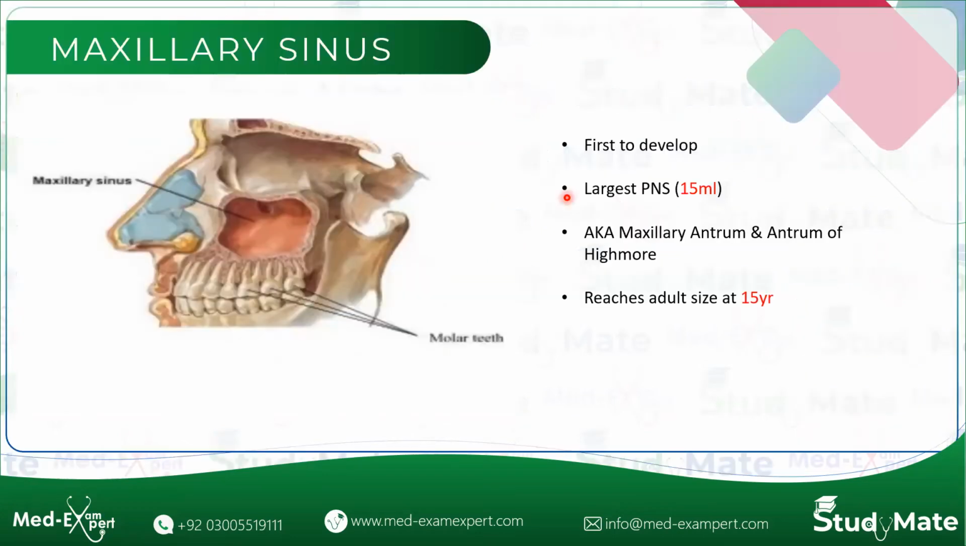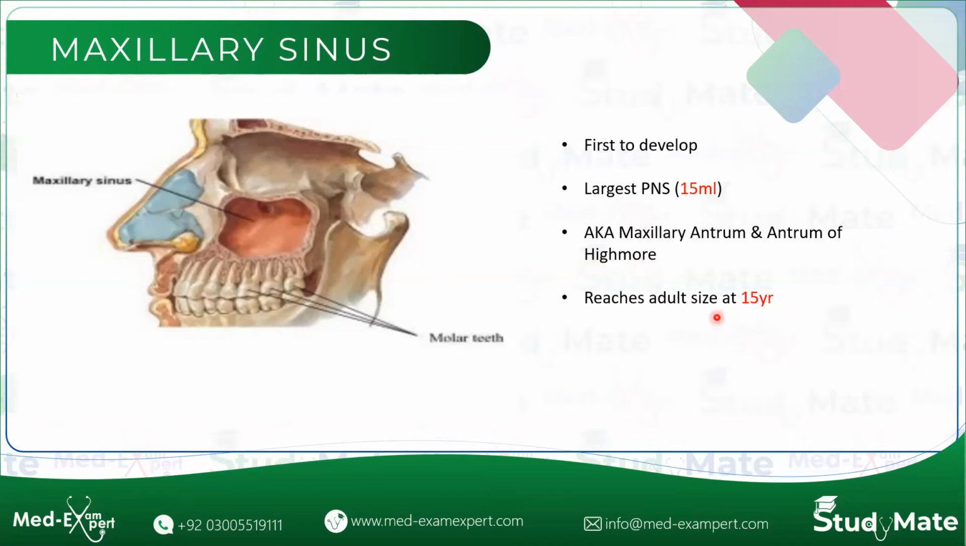So now we will be discussing the important points of each paranasal sinus. So सबसे बड़ा और जो सबसे पहले डेवलप होने वाला साइनस होता है वो मैक्सिलरी साइनस होता है. Maxillary sinus is the first to develop. It is the largest paranasal sinus in size, and it is also known as the maxillary antrum or the antrum of Highmore. High means zyada and more also means zyada. So it is known as maxillary antrum and the antrum of Highmore.